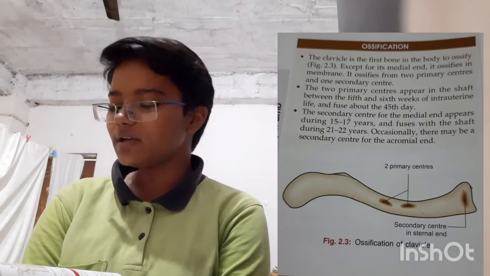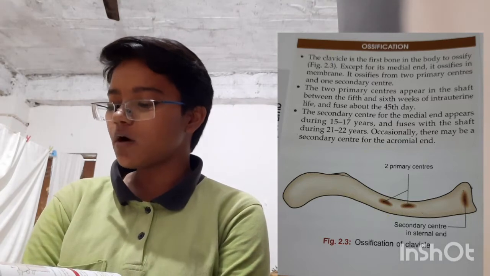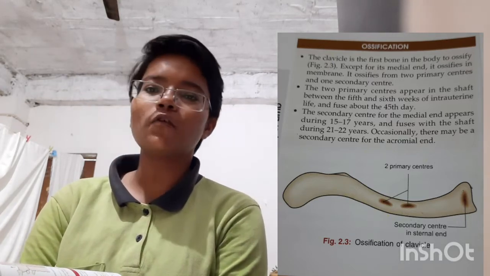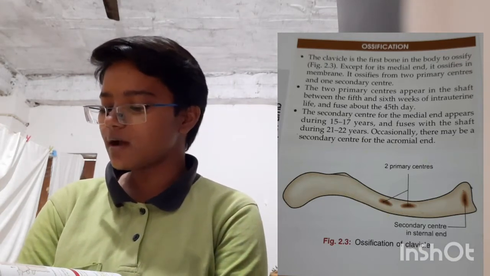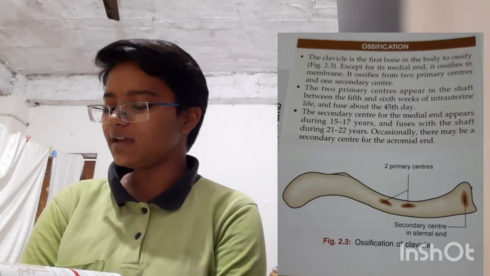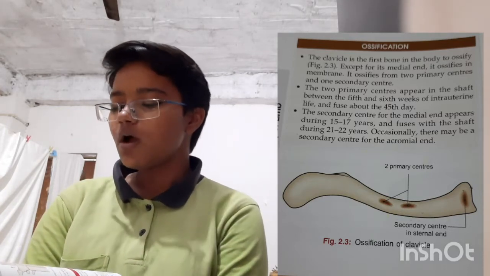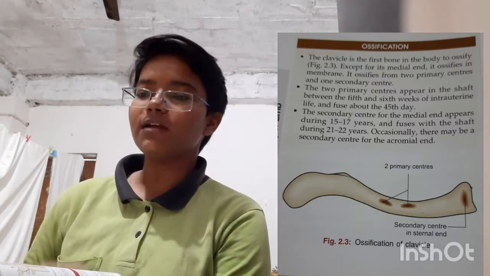The two primary centers appear in the shaft between the 5th and 6th week of intrauterine life and fuse about the 45th day. The secondary center for the medial end appears during 15 to 17 years and fuses with the shaft during 21 to 22 years. Occasionally, there may be a secondary center for the acromial end.